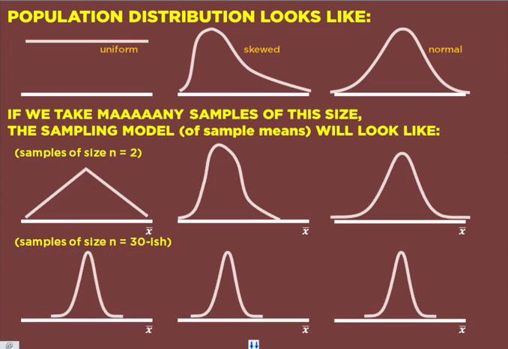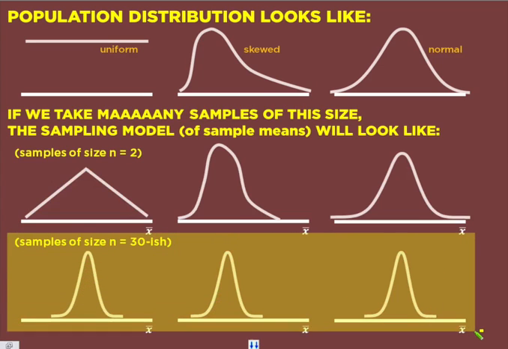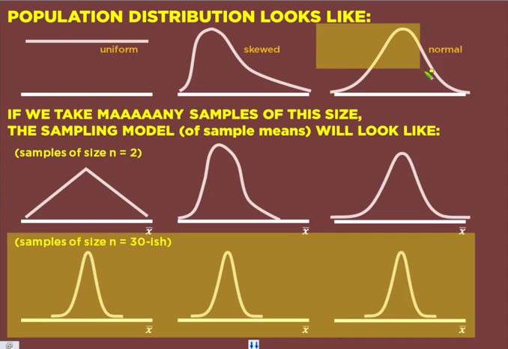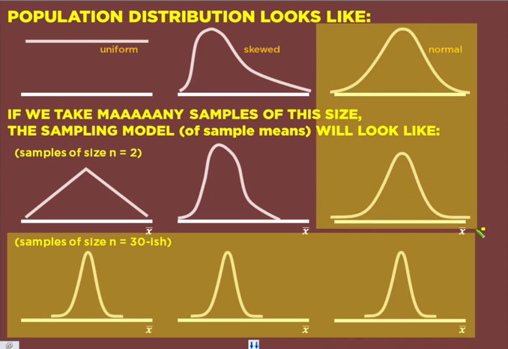Now here's the big idea from this. We are allowed to use the normal model if the sample size is big enough, then the distribution of means is going to be roughly normal, no matter what the shape of the population. Even if it's uniform or skewed, as long as you're taking means of big samples, again, at least 30-ish, then the distribution of means is going to be roughly normal. Or, if the population is roughly normal, then the distribution of means is going to be roughly normal no matter what the sample size is, even if the sample size is small, like 2.